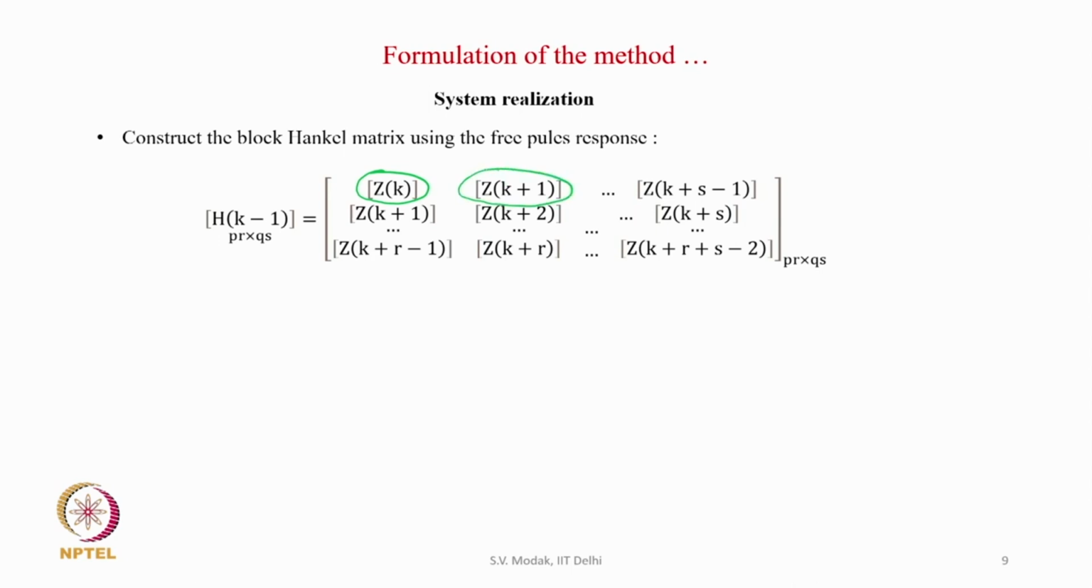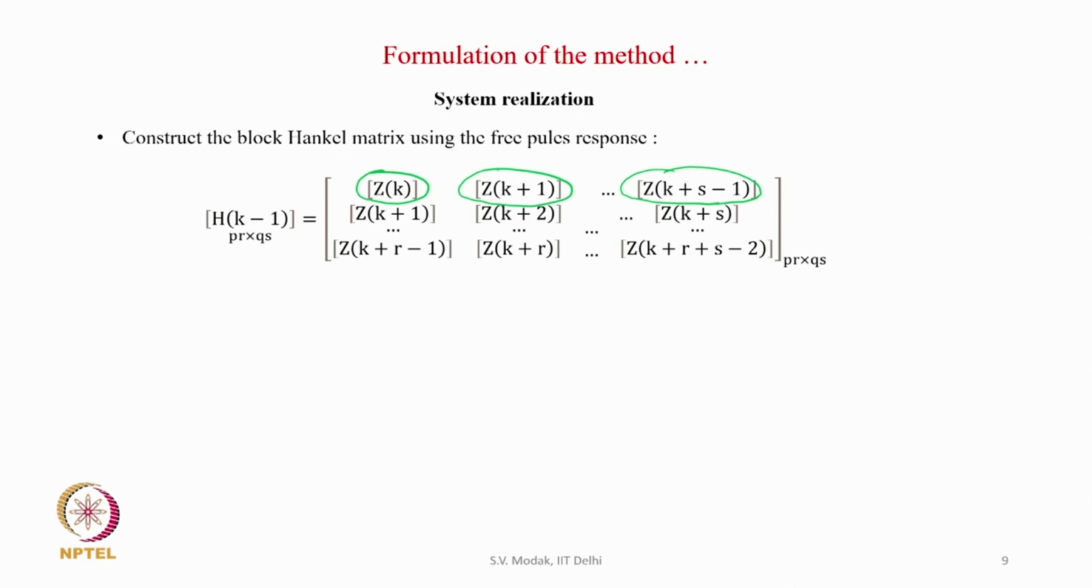Then we similarly obtain such free pulse response matrices at other instants, and in this way we take the free pulse response matrix at s number of instants. So, this is the free pulse response matrix at the sth instant, which is designated as Z(k+s-1). In this way the first row of the Hankel matrix is constructed. It consists of free pulse response matrices at s number of instants stacked as columns.